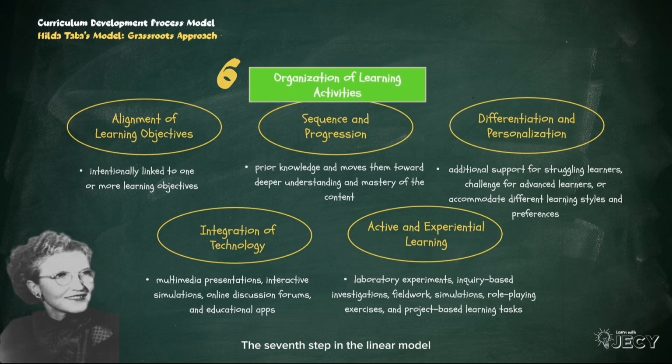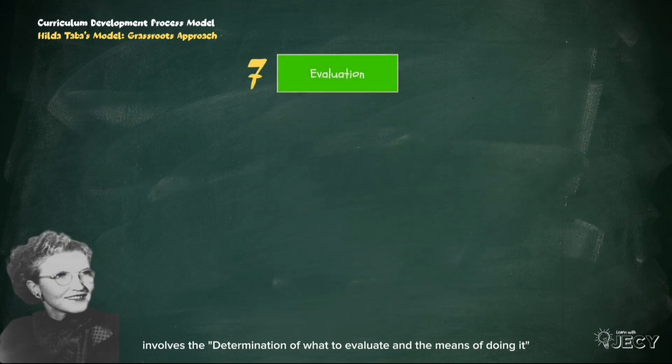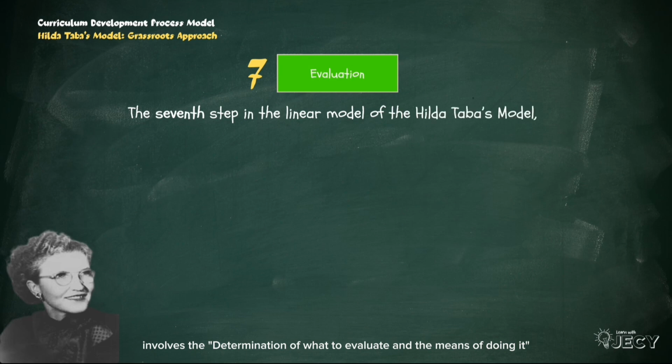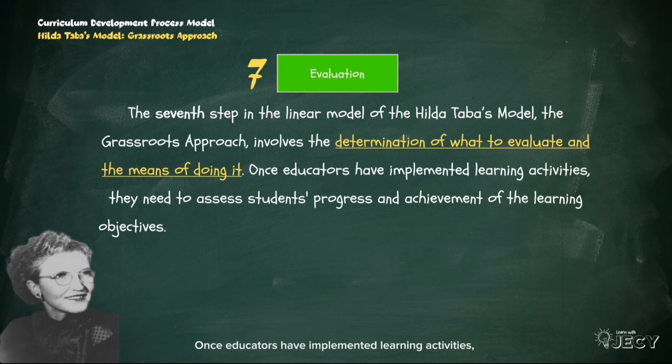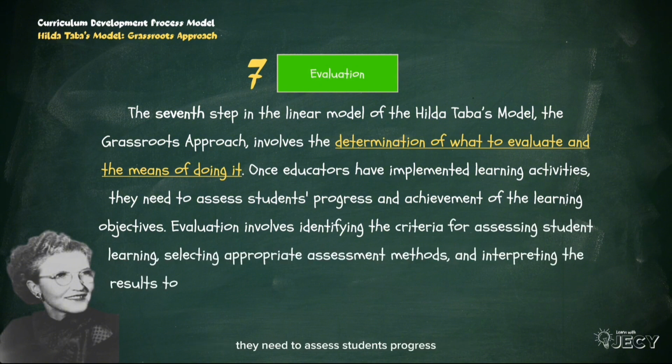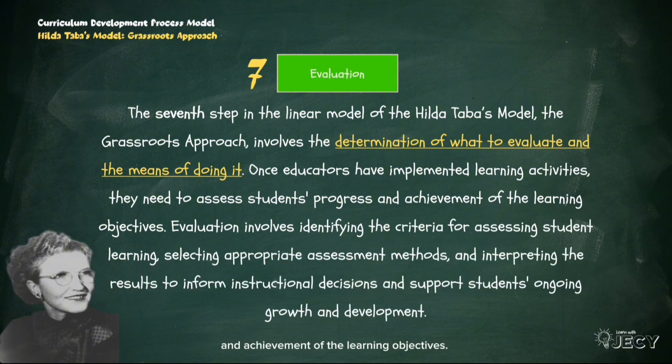The seventh step in the linear model involves the determination of what to evaluate and the means of doing it. Once educators have implemented learning activities, they need to assess students' progress and achievement of the learning objectives. Evaluation involves identifying the criteria for assessing students' learning, selecting appropriate assessment methods, and interpreting the results to inform instructional decisions and support students' ongoing growth and development.